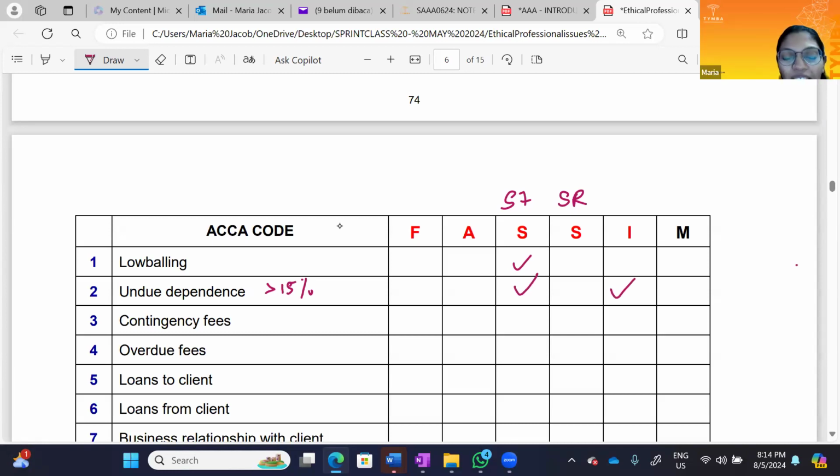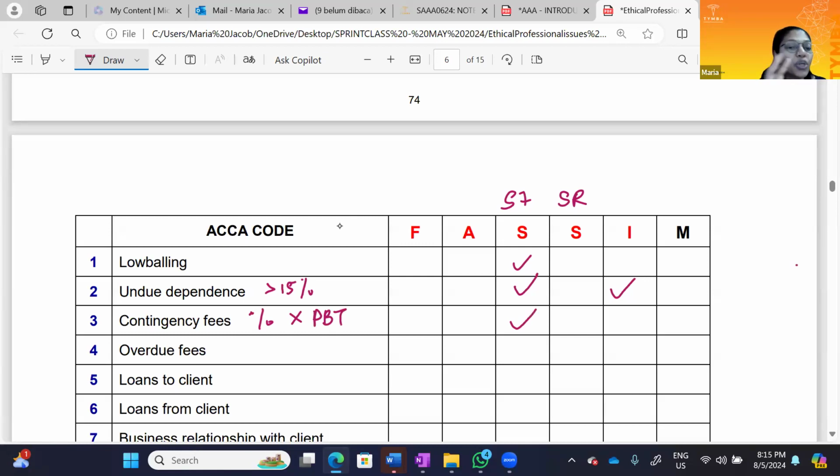Contingency fee means they are telling you that they are going to pay you based on some kind of percentage. Your audit fee is going to be based on it. Contingency fee will create self-interest actually, not so much intimidation.